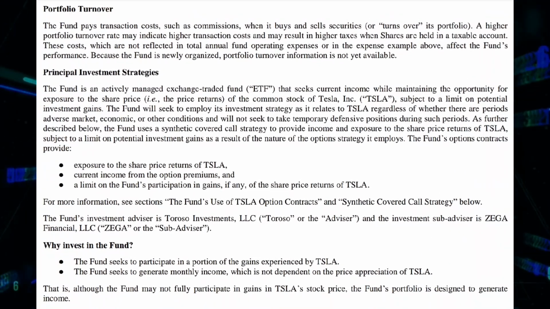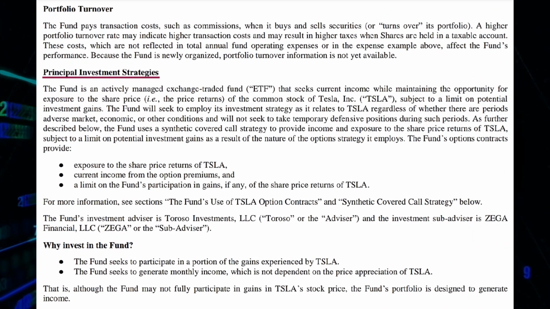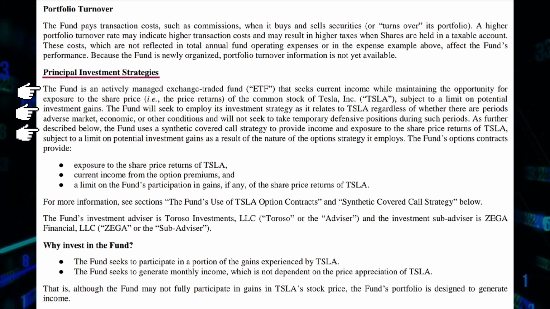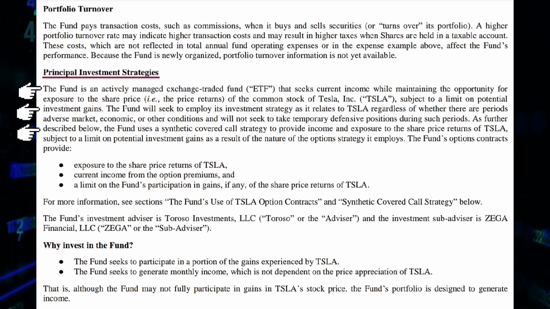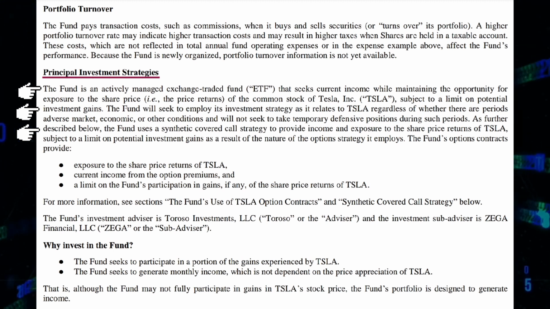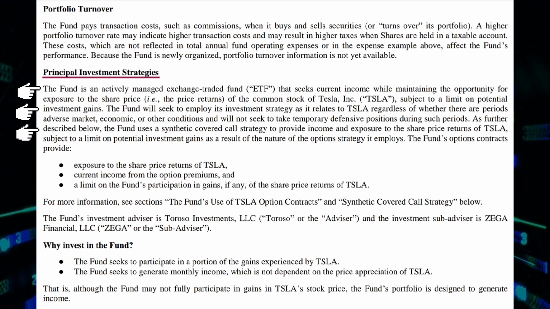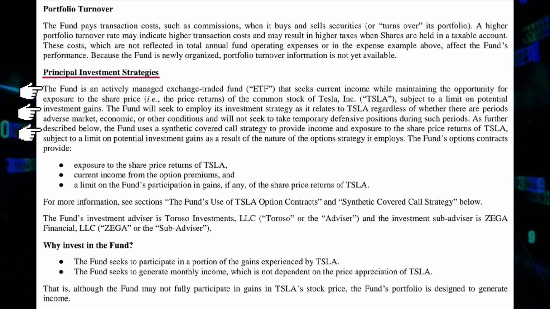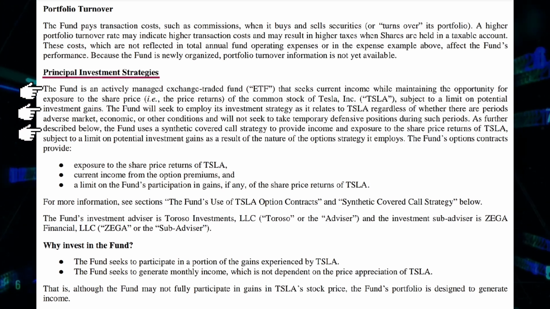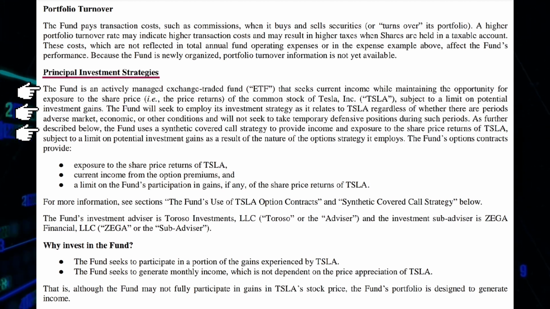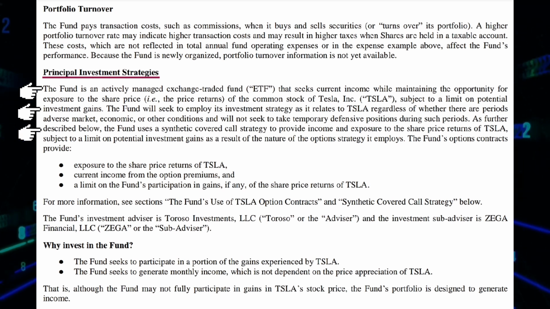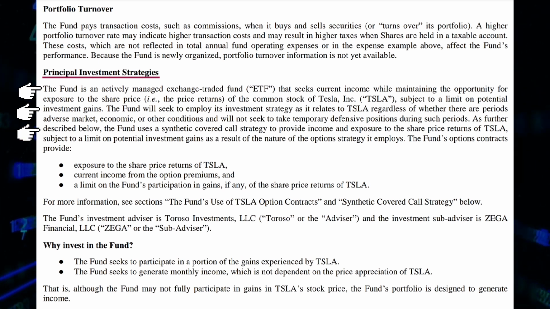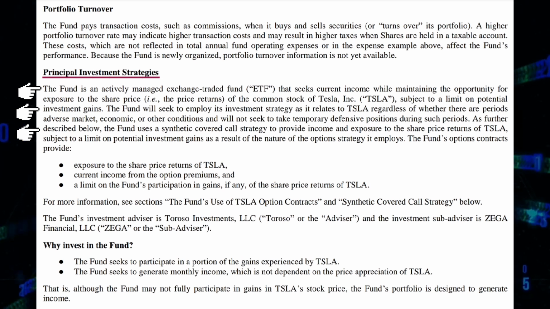Then, if we look at its principal investment strategies, the fund is an actively managed exchange-traded fund that seeks current income while maintaining the opportunity for exposure to the share price of the common stock of Tesla Incorporated, subject to a limit on potential investment gains. The fund will seek to employ its investment strategy as it relates to TSLA regardless of whether there are adverse market, economic, or other conditions, and will not seek to take temporary defensive positions during such periods.